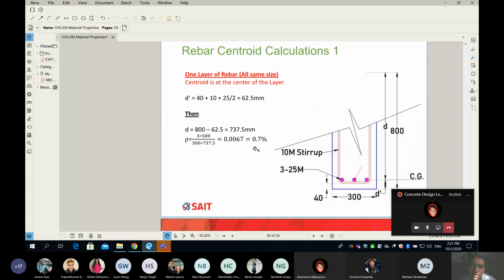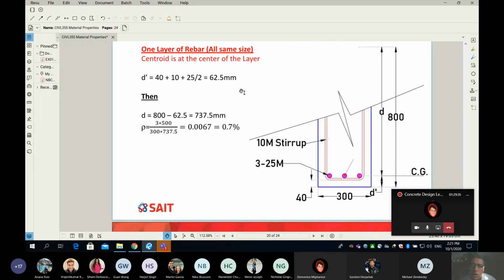So there are some very simple cases, which I guess all of you will know how to solve, because we have one layer of rebar and all of them are of the same size. Then in this case, we know where the centroid is. It is where I pointed with my arrow. Now, it's very simple to find the D prime.